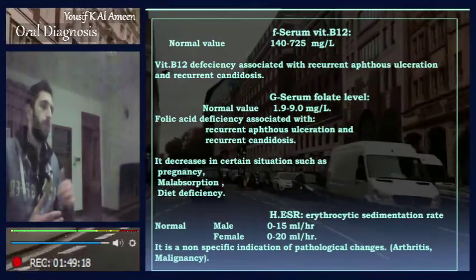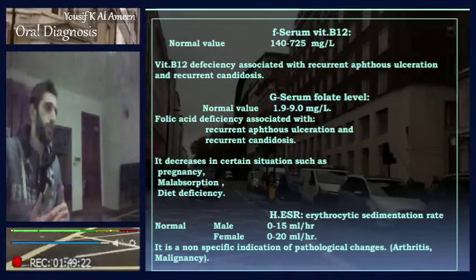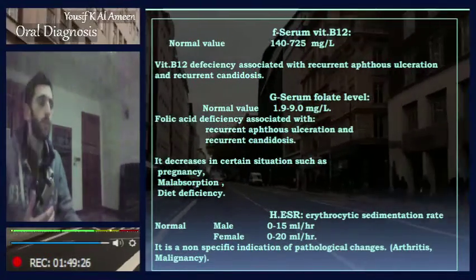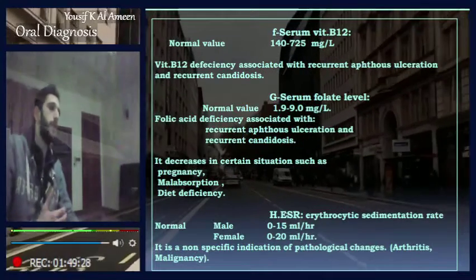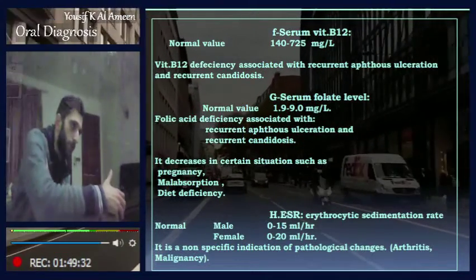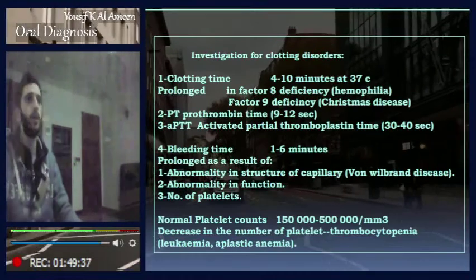The normal ESR, erythrocyte sedimentation rate, in male is 0 to 15 millimeters per hour. It is a non-specific indication for a pathological change, such as arthritis and malignancy.